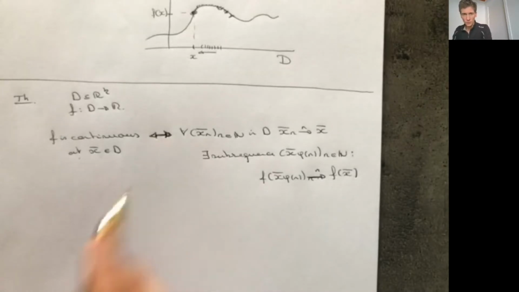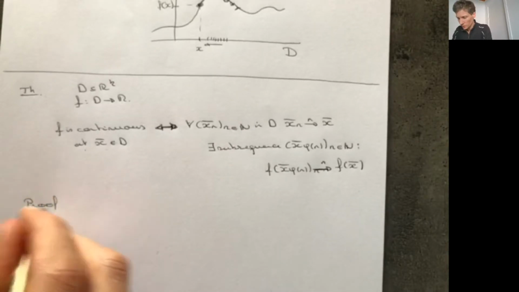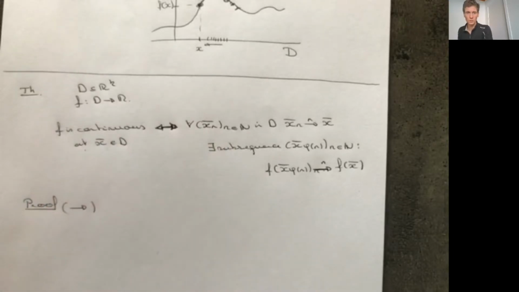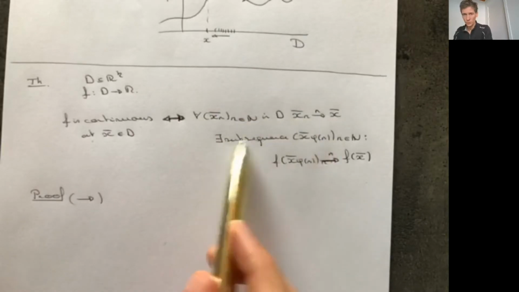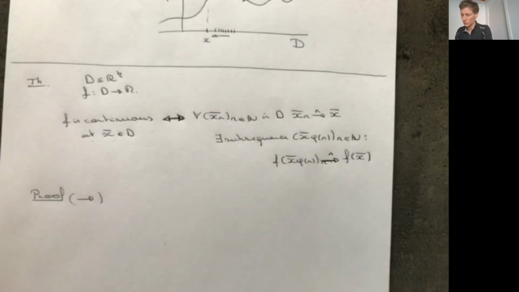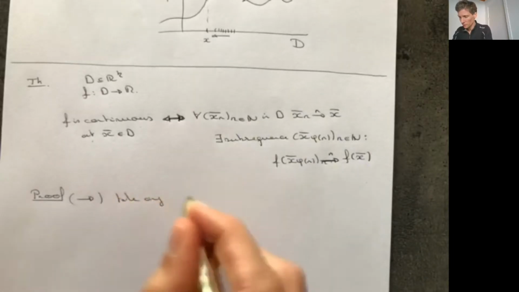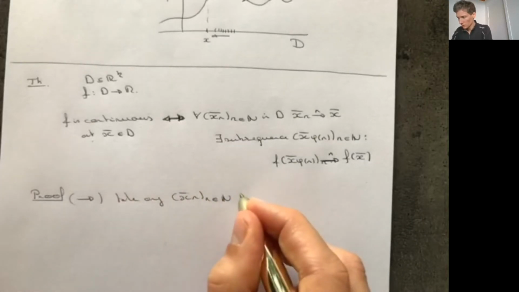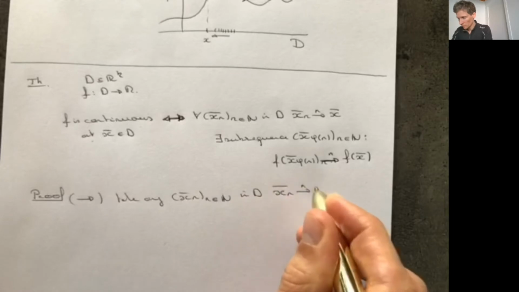So this is an if and only if condition. Let's first do the easy part, and that's from here to here. We need to show that for every sequence that converges to x we can find a subsequence along which f converges. So let's take any sequence xn in D such that xn converges to x.